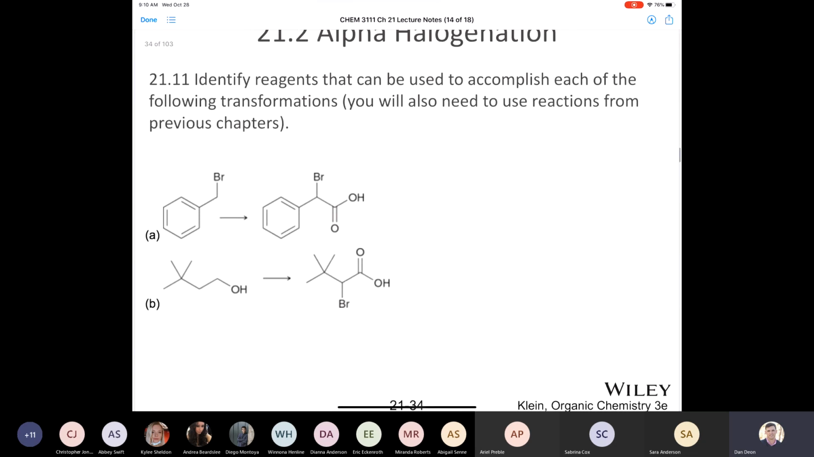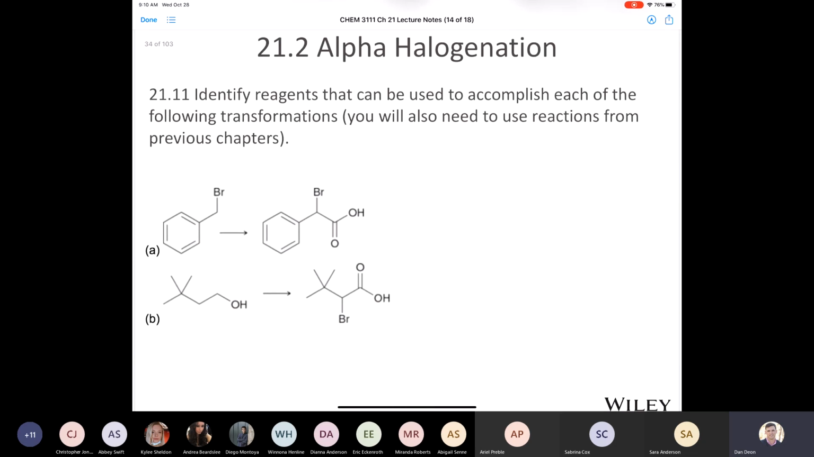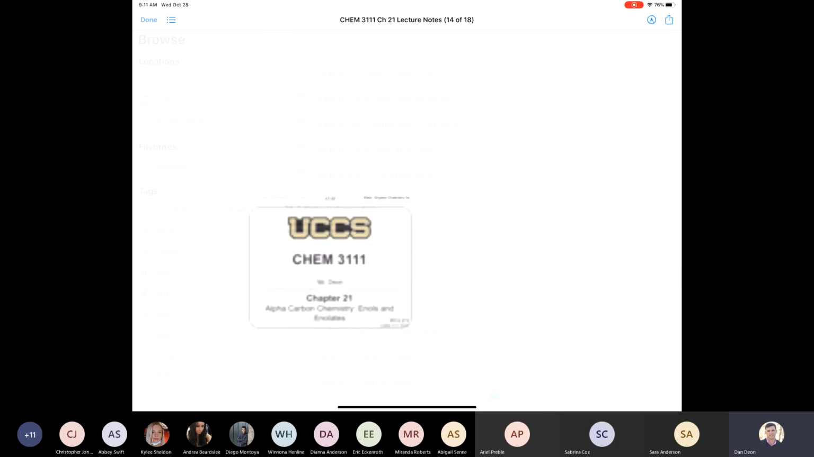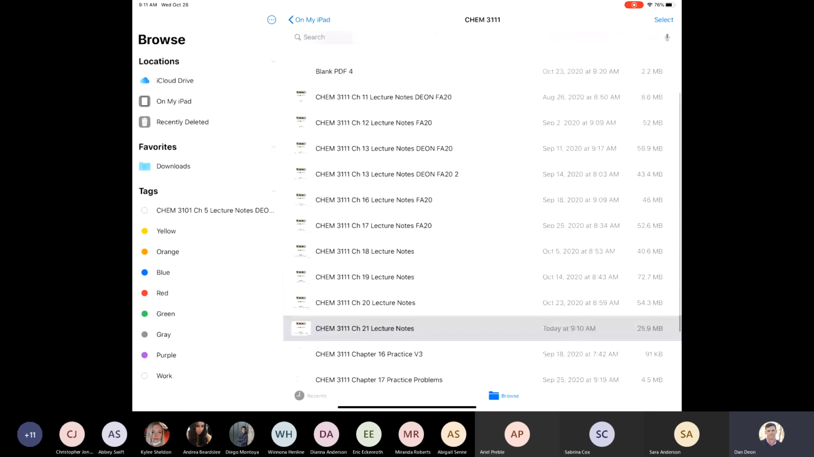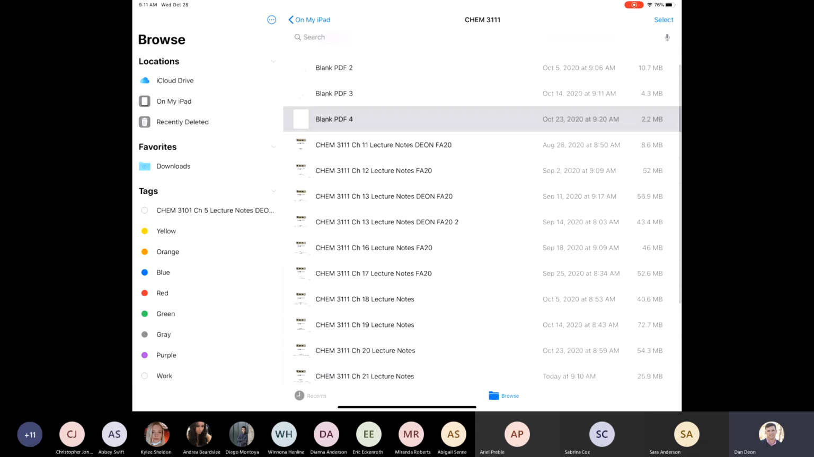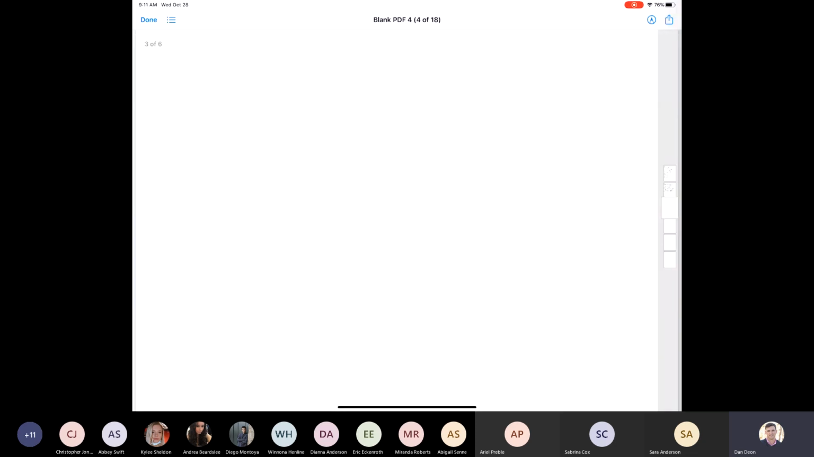Another one that asks us to identify some reagents to accomplish each of the following transformations. You're going to need to use reactions from previous chapters. This sounds like something where we're going to need some more space. So why don't I grab a blank document here and we'll find a good spot to work. And so this is question 21.11 and this is question A.